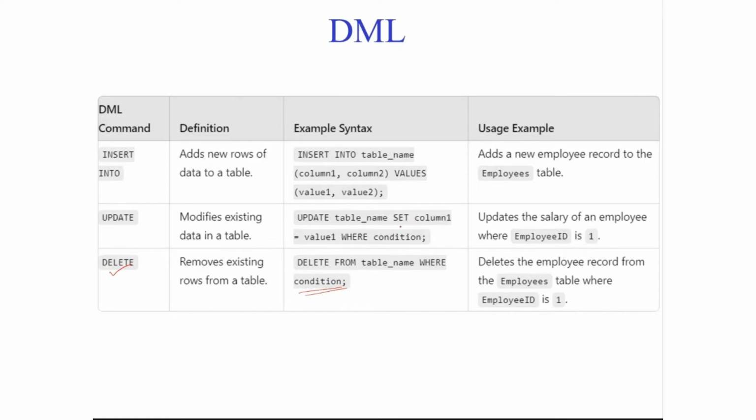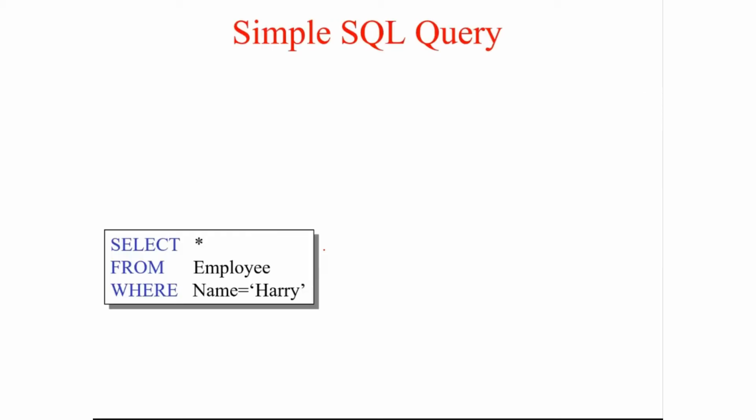Update table name set column 1 is equal to value 1, and you have to specify a condition. So slightly different syntaxes are there, but once you execute even one query, you will understand each and every syntax in this. And then the most important command I said, what is it? A select command. And select is for retrieval.